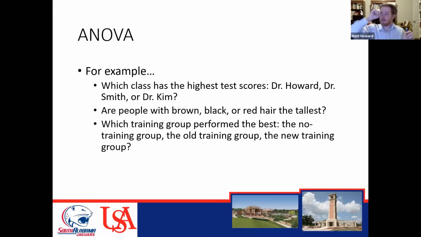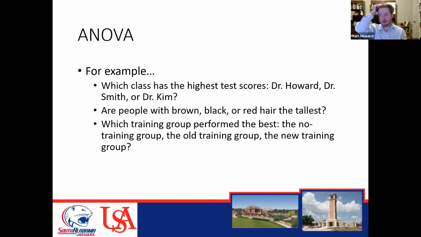The next one is which training group performed the best: the no training group, the old training group, or the new training group. And once again, this would be pretty common in practice. So if you're currently working in HR somewhere, you would use an ANOVA for this one day, where you would have three groups of employees: employees that receive no training whatsoever, employees that receive the old training, the training that you've been using at your company forever, but then also employees that have the new training.